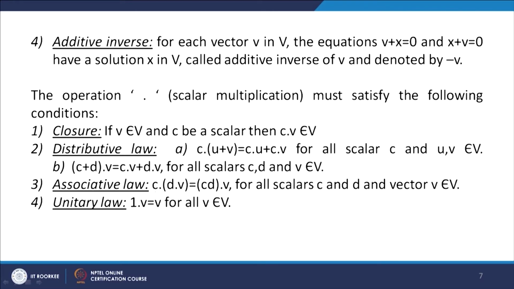The associative law: c dot (d dot b) equals (c d) dot b for all scalars c and d and vectors b belonging to B. And then finally the unitary law: 1 times b equals b for all b belonging to B.